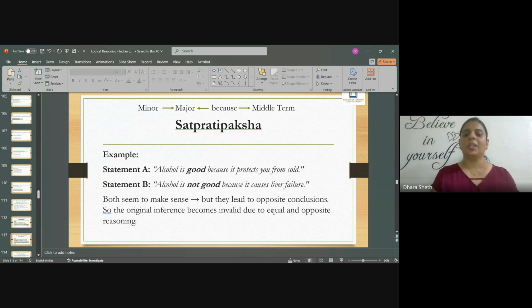Another example that has been asked previously in questions: alcohol is good because it protects you from cold. Alcohol is not good because it causes liver failure. Now, what kind of fallacy is this? Satpratipaksha. Fallacy of inferentially contradicted middle term or fallacy of mental oscillation. Clear with this?